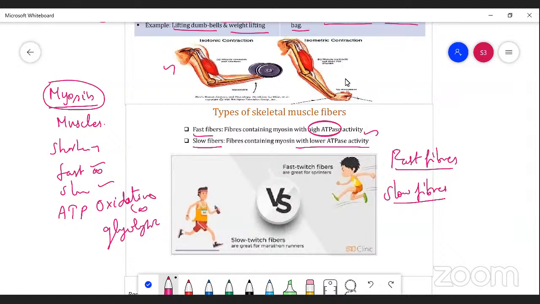What is meant by fast fibrous? Fibers containing myosin with high ATPase activity. That means ATPase activity is more in the myosin. That type of fiber is known as the fast fibrous. Fibers containing myosin with lower ATPase activity are called the slow fibrous. For fast fibrous, an example is this type of running. For slow fibrous, this type of slow running. Okay, that is an example. So next one.